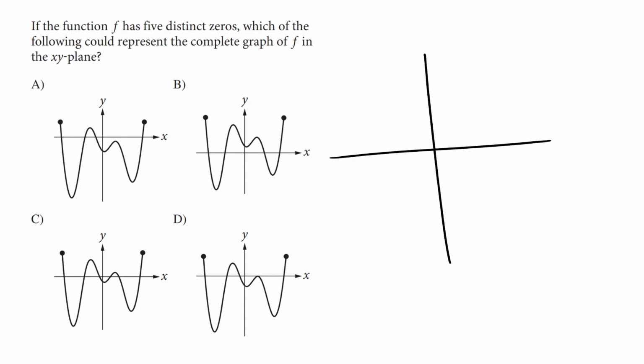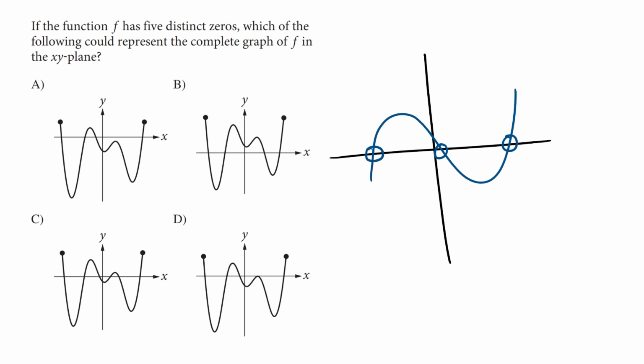A distinct zero is when we cross that x-axis at a specific point. So this is a 0, this is a 0, and this is a 0. So in this example, this graph has 3 zeros. So we want to see in these graphs how many distinct zeros we have.